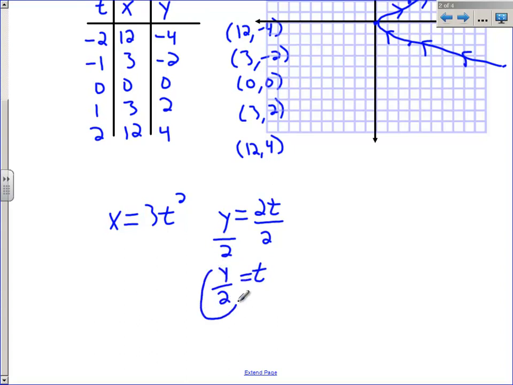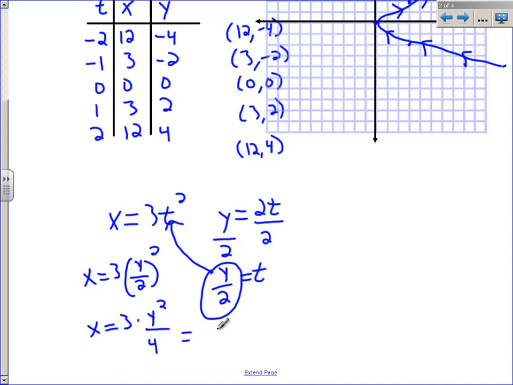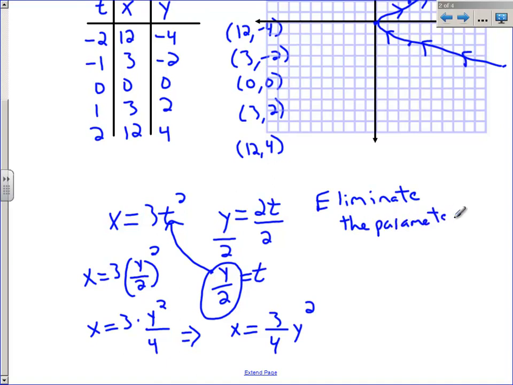And then we can take that and substitute it in here for t. So I would get x equals 3 times y over 2 squared, which is 3 times y squared over 4, which is x equals 3/4 y squared. And from Algebra 2, you should know that that's a sideways parabola. And so that's called eliminating the parameter. You just take one equation and solve it for t, and then substitute that into the other one, and you can get it into what you're used to, x is a function of y, or y is a function of x.